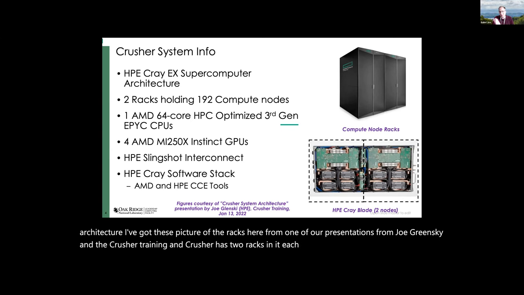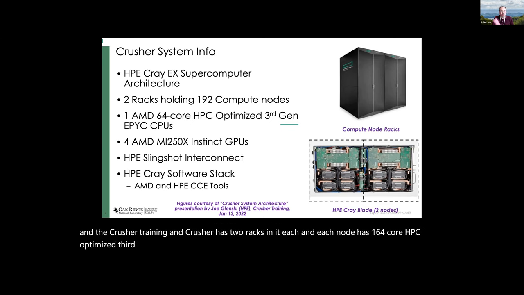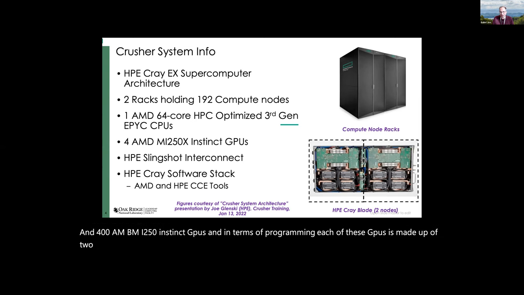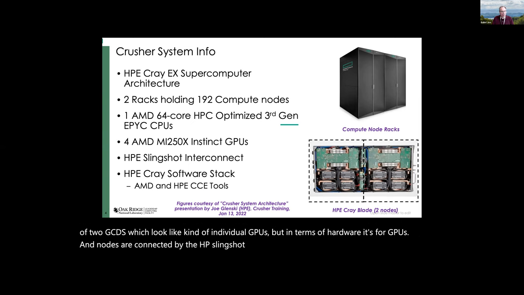Each node has a 64-core HPC-optimized third-gen EPYC CPU, I think is the official name, and four AMD MI250 Instinct GPUs. In terms of programming, each of these GPUs is made up of two GCDs, which look like individual GPUs, but in terms of hardware it's four GPUs. The nodes are connected by the HPE Slingshot interconnect, and we have both the AMD and HPE CC tools as part of the Cray software stack.